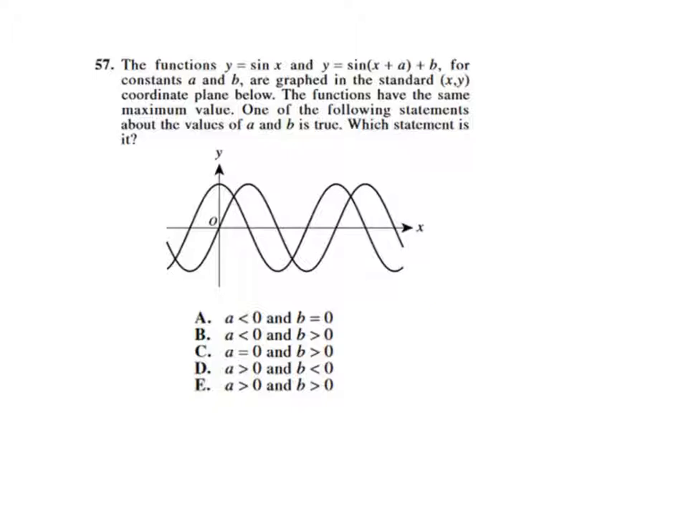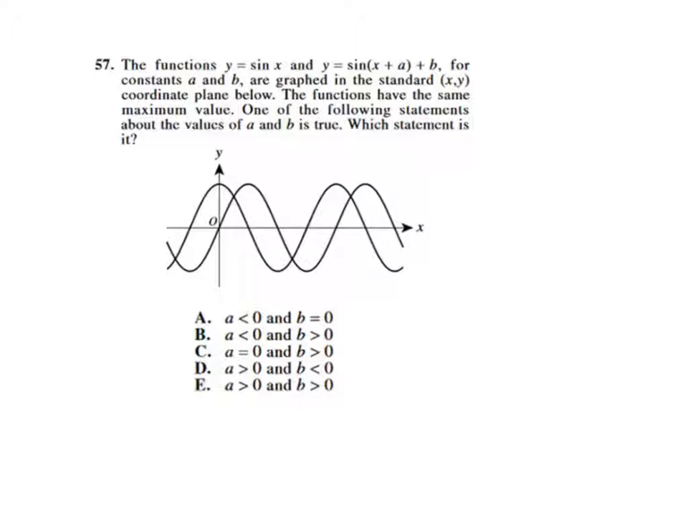The functions y equals sine x and y equals sine of the quantity x plus a, plus b, for constants a and b, are graphed in the standard xy coordinate plane below. The functions have the same maximum value. One of the following statements about the values of a and b is true. Which statement is it?